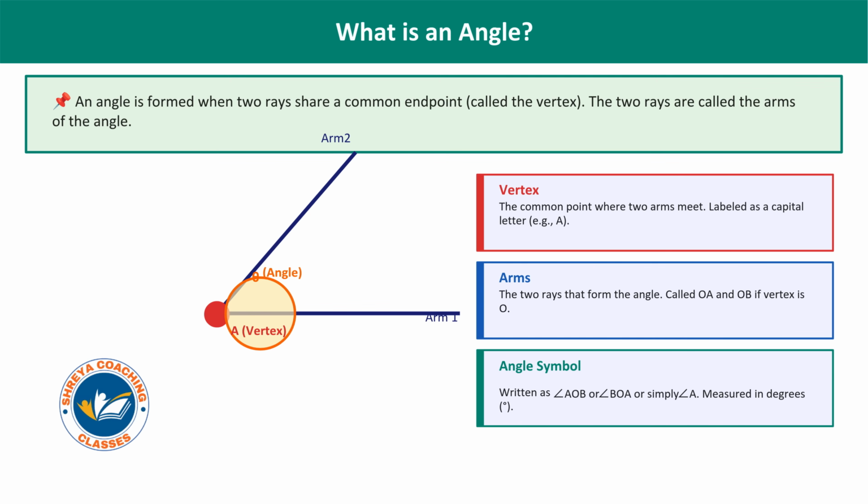Think about a pair of scissors. When you open the scissors, the two blades make an angle. Similarly, the hands of a clock also form different angles throughout the day. Can you tell what angle is formed when the time is 3 o'clock? Yes, it is a right angle of 90 degrees. Excellent. Now that we understand how angles are formed, let's move ahead and learn the different types of angles.